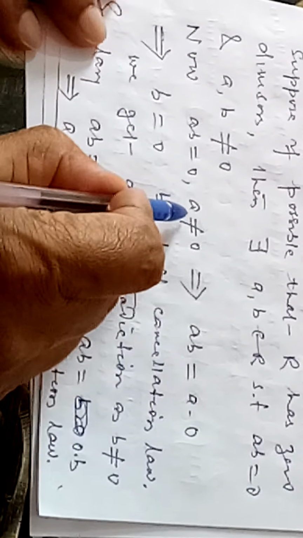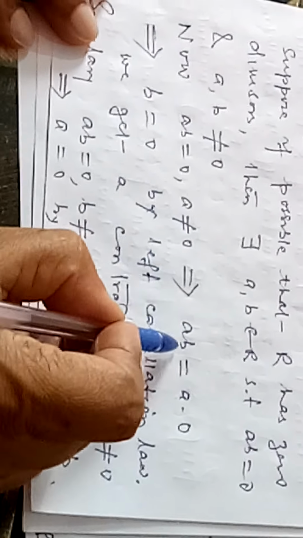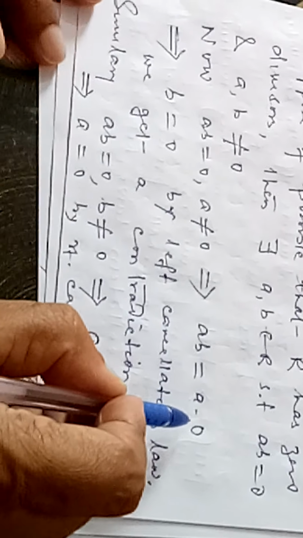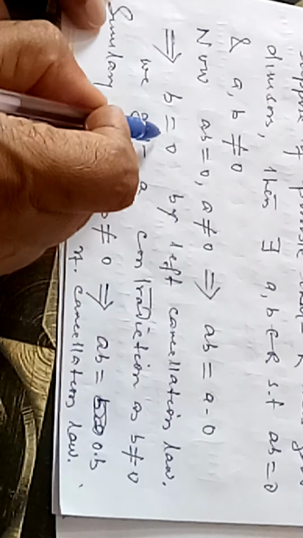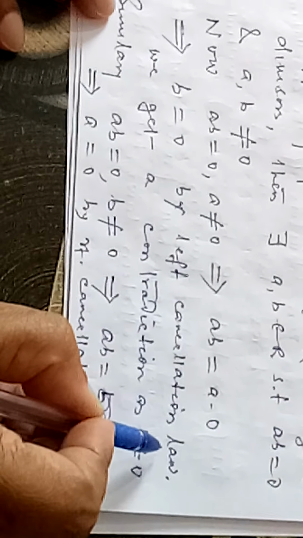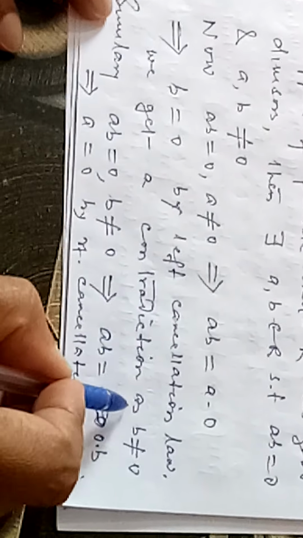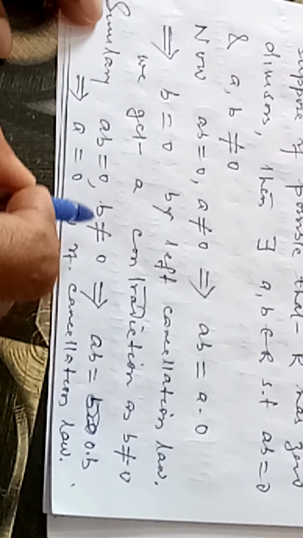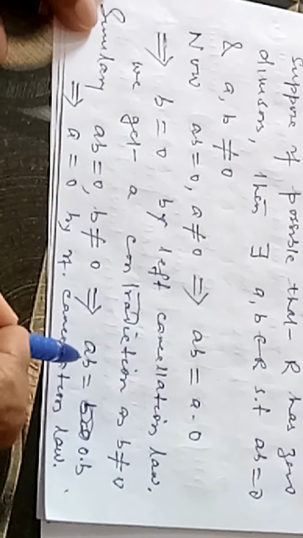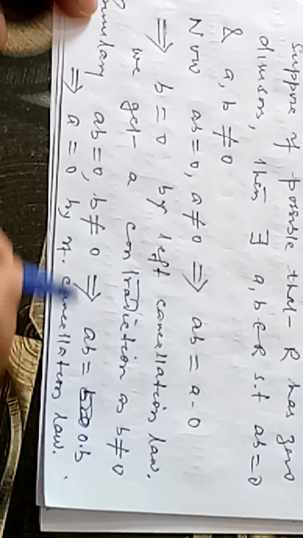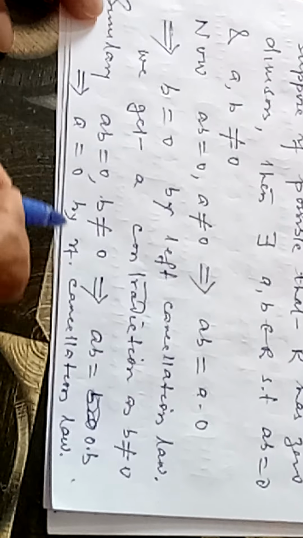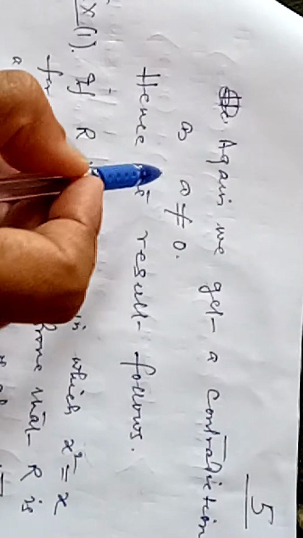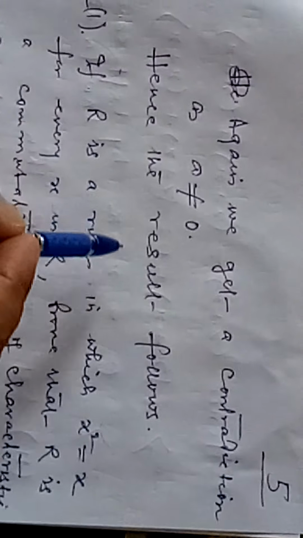Now ab is equal to 0, a is not equal to 0. This implies ab is equal to a·0. This implies b is equal to 0 by the left cancellation law, and we get a contradiction as b is not equal to 0. Similarly, ab is equal to 0, b is not equal to 0. This implies ab is equal to 0·b. This implies a is equal to 0 by the right cancellation law. Again, we get a contradiction as a is not equal to 0, hence the result follows.